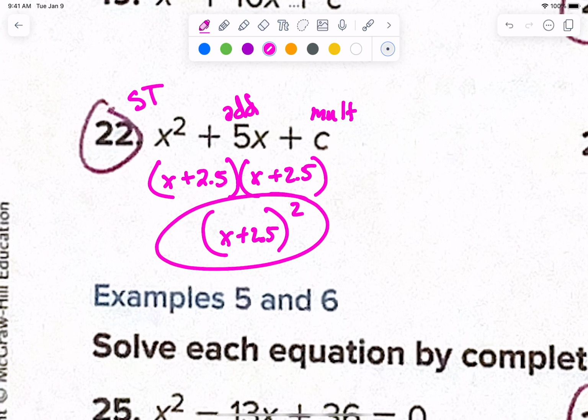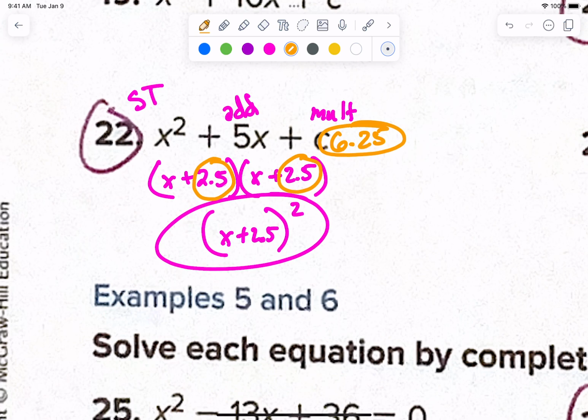And that's one of my answers, but then I have to find what C is. How do you find C? 2.5 times 2.5. What's 2.5 times 2.5? C is 6.25. So that's one of my answers. 6.25 is what C is, and then x plus 2.5 squared is my other answer. That's how I do that.